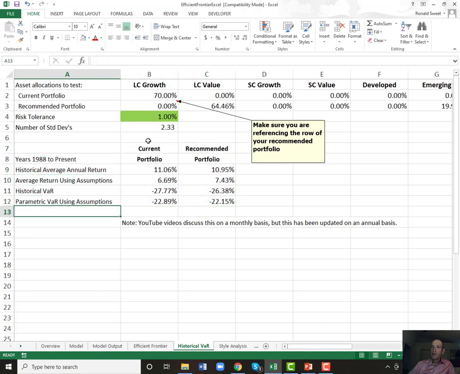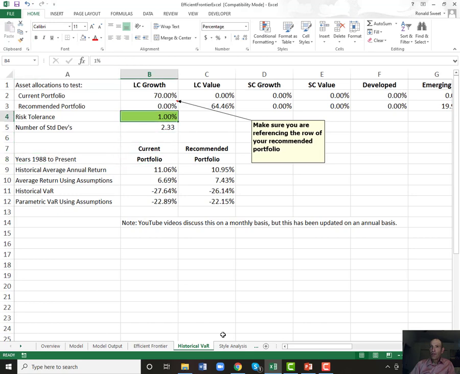Now, if you get some older videos, I used to do this on a monthly basis, and it gets really confusing on a monthly basis. I've converted to an annual basis, so it's, I think, a little bit easier to understand. But anyway, here's what we're doing. I'm bringing in historical data from 1988 to present. So a little more than 30 years. It's hard for me to think that 1988 is 30 years ago. I was already out of college in 1988, so it's pretty amazing. So quite a bit of data here.